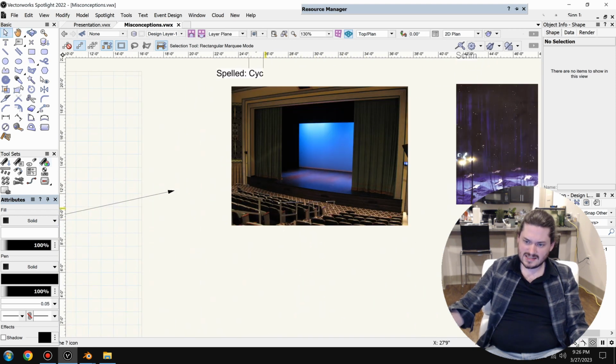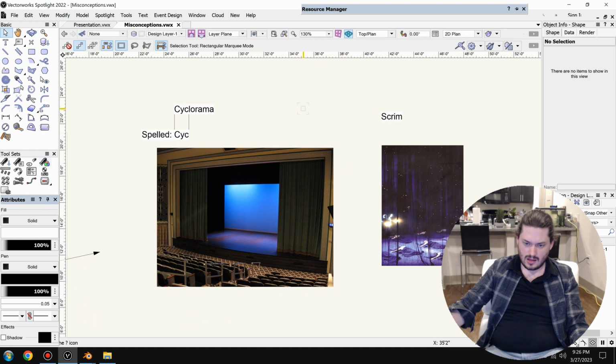So when we talk about a cyc and a scrim, a cyc is short for cyclorama, so it's spelled C-Y-C. I've seen it spelled all sorts of different ways, but this is the right way. It is the sheet upstage that is commonly lit in a solid color to provide a background for the dance. It is different than a scrim. A scrim looks more like this piece of translucent fabric here.